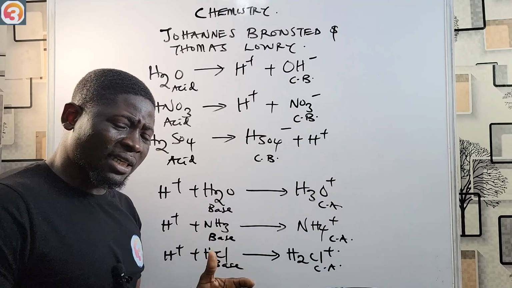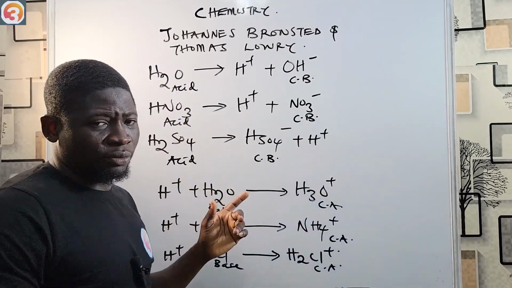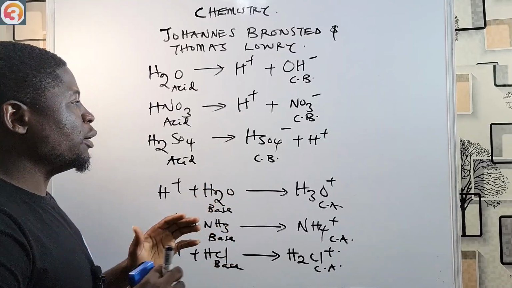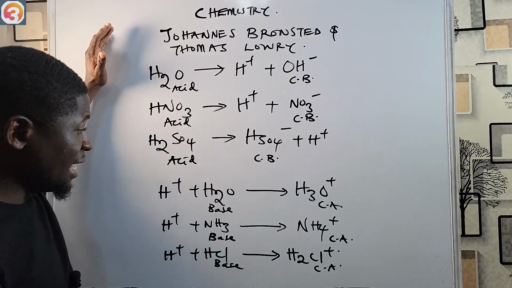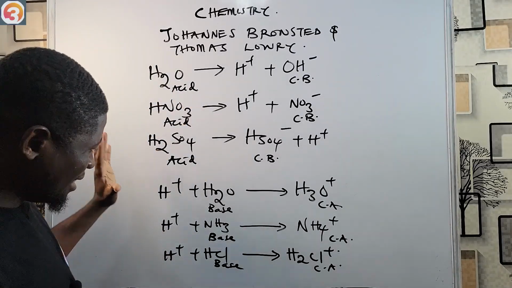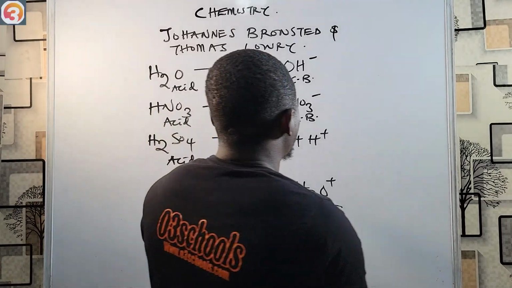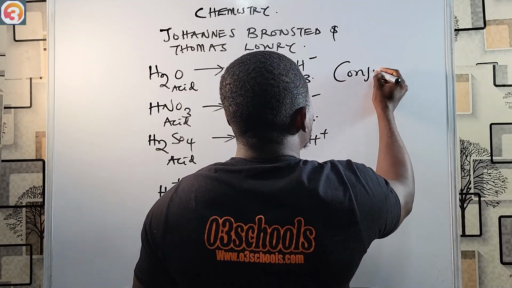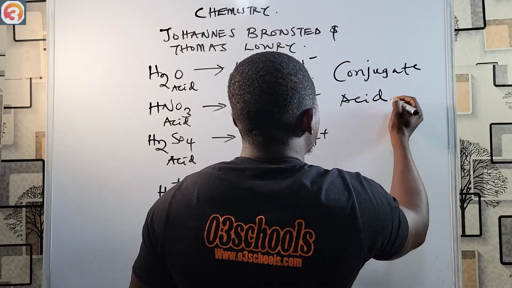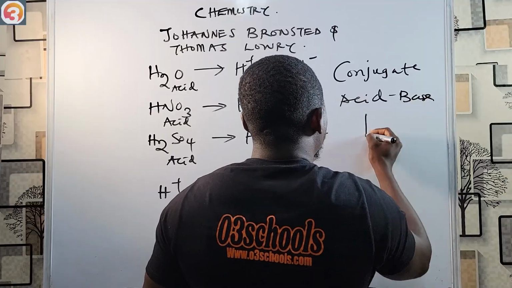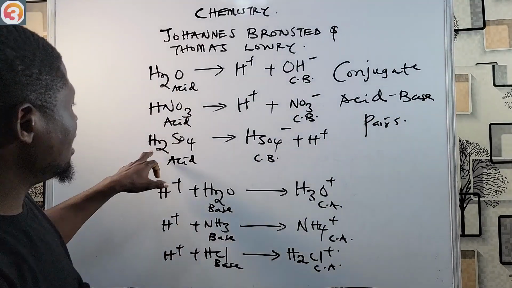The difference between the conjugate acid and its base is one proton. It's just one proton. They differ by only one proton. So these are examples. I'm sure that you understand everything about conjugate acid-base pairs. Right. So perhaps this is the one that usually confuses students.